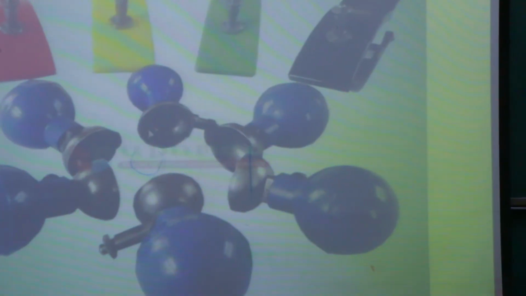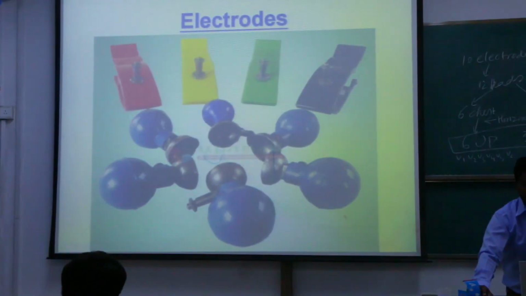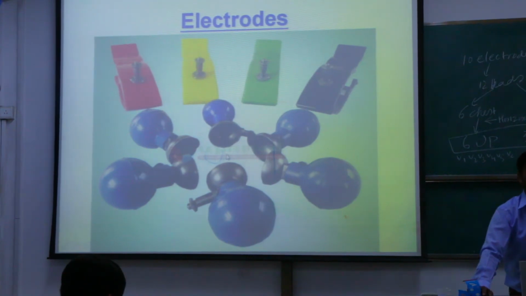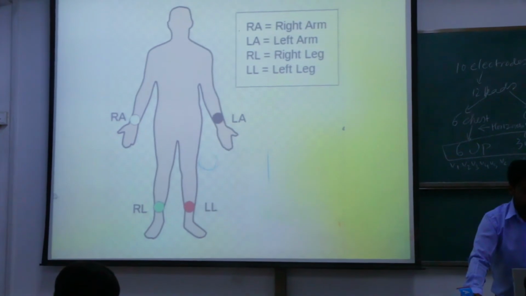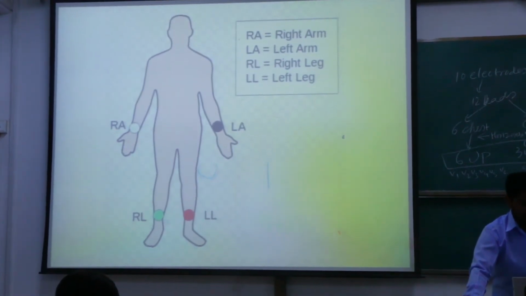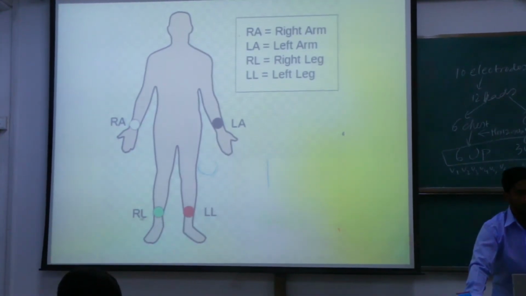Okay, so this is the ECG machine. Can you guess which electrodes are this one? Limb electrodes, and which electrodes are this one? Chest electrodes. 4 limb electrodes and 6 chest electrodes. Which limb electrode is going to behave as neutral? Right. Perfect. So here you can see we have got the right arm, left arm, right leg and left leg, but the right leg is going to behave as neutral.